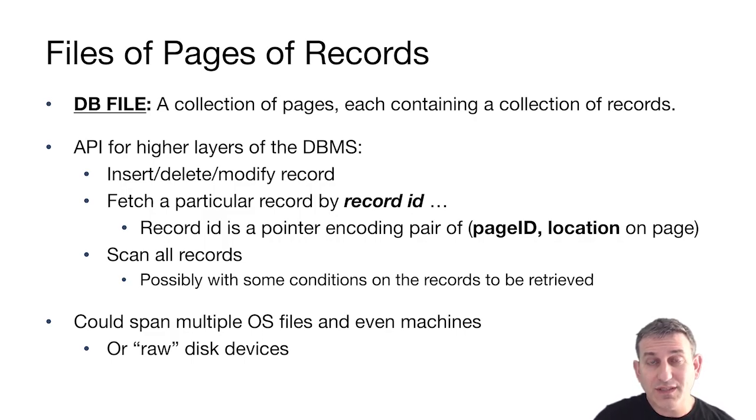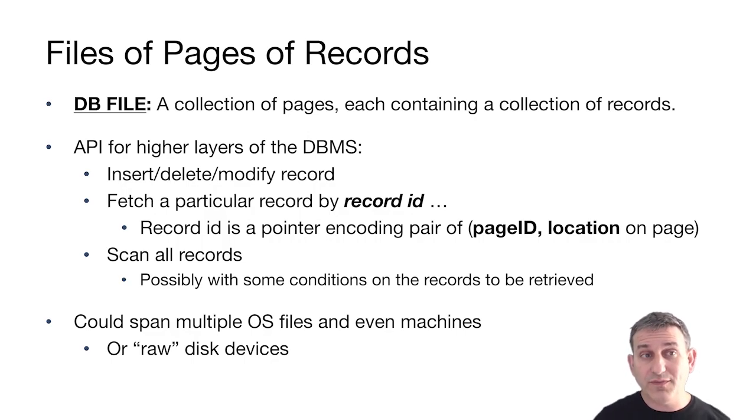Record ID you can think of as a pointer, and it encodes a pair, which is the page ID of the page the record lives on, and a location on that page in some sense. We'll talk about how we have distinct locations on pages shortly. Another API call that the higher levels will have is to scan all the records in a file, possibly with some conditions on the records to be retrieved, like a where clause type condition.